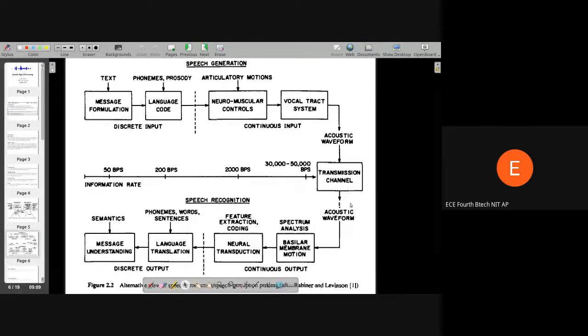Going ahead, for the listener you have the opposite thing. In the inner ear there is the basilar membrane, which does the spectral analysis. We have now discussed how it happens in MFCCs. So spectral analysis takes place, then we have feature extraction. The basilar membrane does spectral analysis, and if I say MFCCs are the features extracted, we have the DCT and all those that you do.